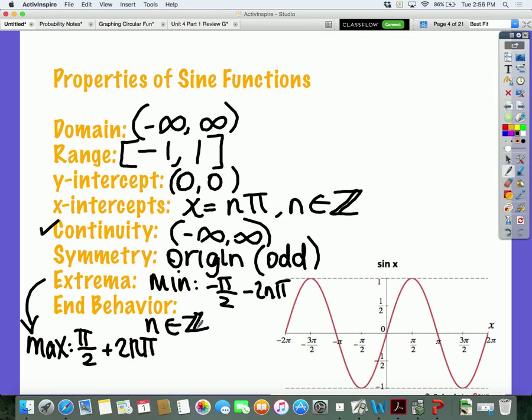Okay, so let me correct myself. Pi over 2 and 5 pi over 2 are 2 pi units away from each other. I was trying to say what was the next max that you have, and I meant to say, if I said it wrong, I do apologize. From 5 pi over 2 to pi over 2, they are 2 pi away. Okay?